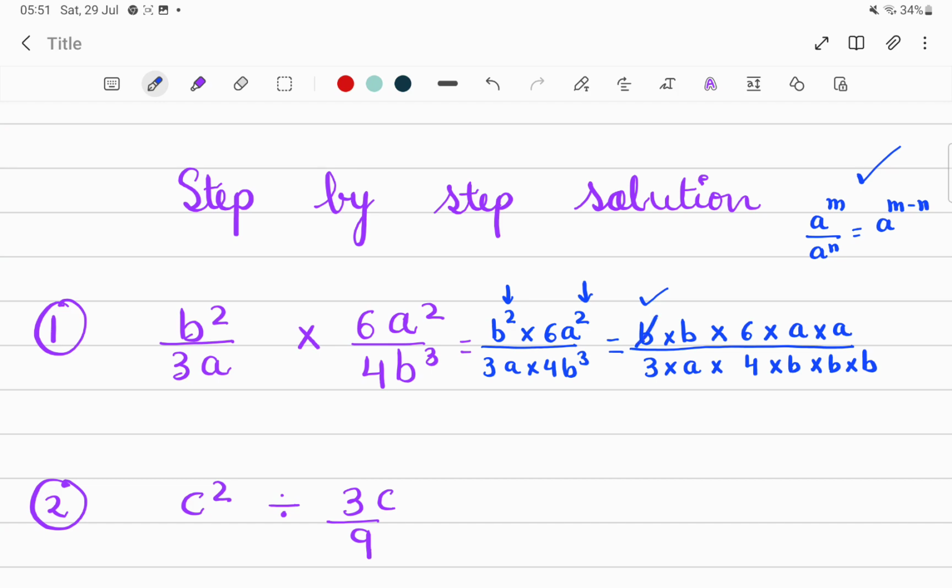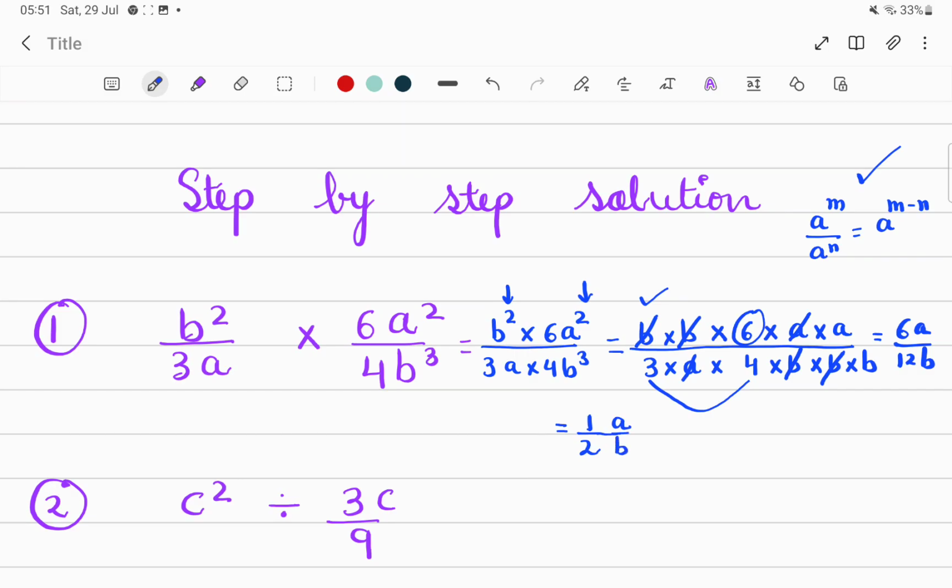So now b and b will be cancelled, another b will be cancelled, a will be cancelled. Here we have 6 and here we have 3 times 4, which is 12. So I can write it like 6a over 12b. And now 6 and 12 can be cancelled out because it is equivalent to half. So this is half of a divided by b.